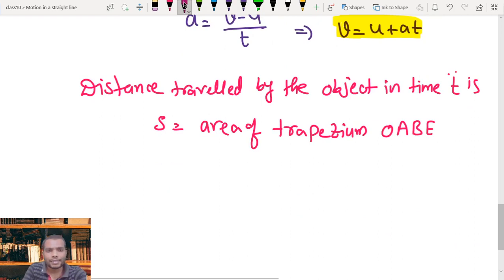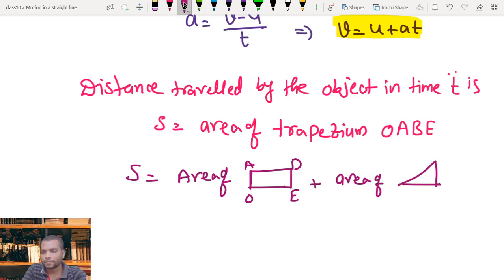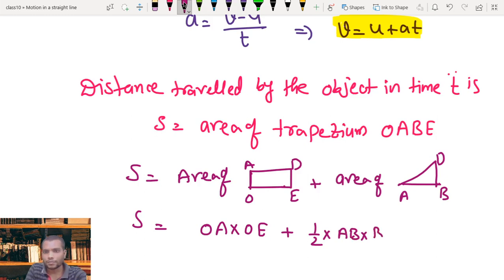so I can write that S equal to area of a rectangle OADE plus area of a triangle. So that triangle is ADB. Now if you write the area formulas, for the rectangle I can take OA times OE, plus for the triangle, half times base AB times height BD.